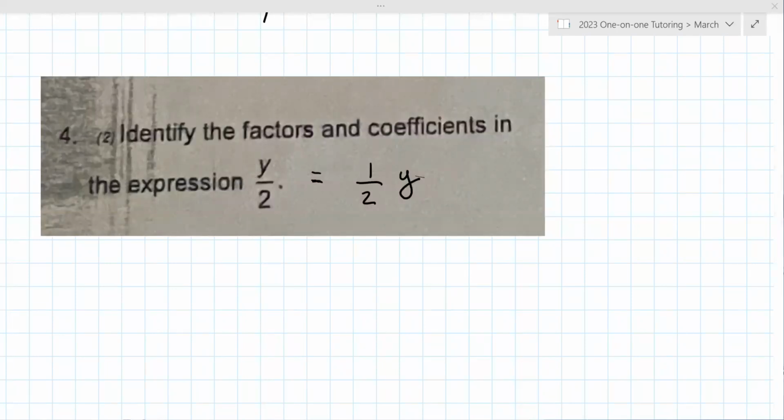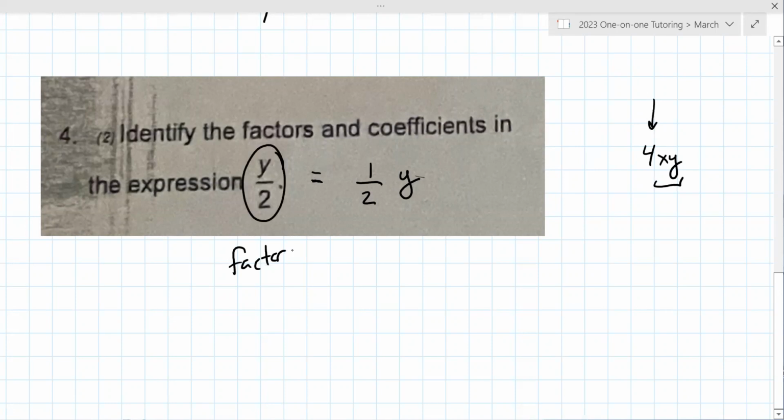Check number two, it has a less than. Go take a look and see if there is something we can glean from that. It shows that, for example, in 4xy, the coefficient would be 4 and the factors would be x and y and 4. So the whole thing is a factor, is what we're saying. And then the coefficient is 1/2.